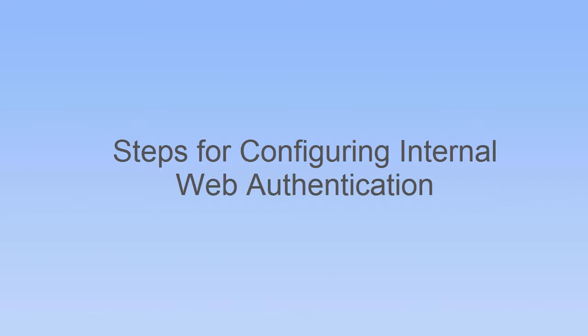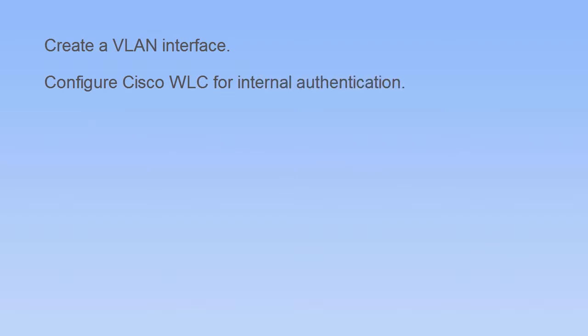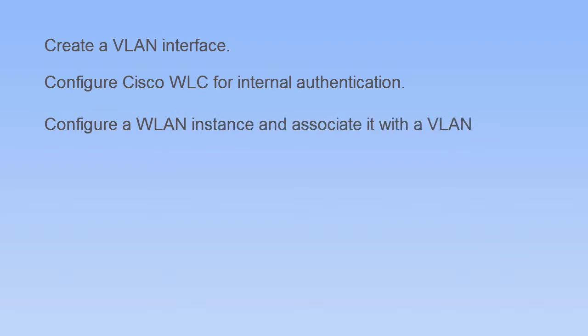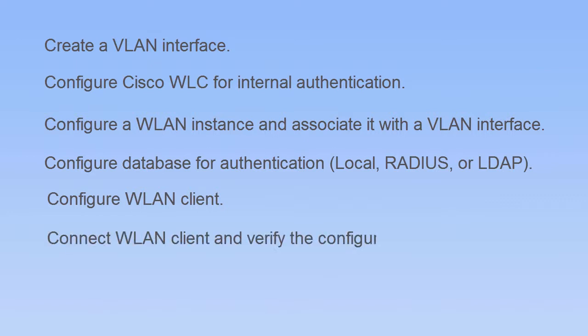To configure internal web authentication, do the following. Create a VLAN interface. Configure Cisco WLC for internal authentication. Configure a WLAN instance, associate it with a VLAN interface, and configure security policies. Configure database for authentication. Configure a WLAN client for web authentication. Connect a WLAN client to the network and verify the configuration. And monitor your WLAN clients on Cisco WLC.